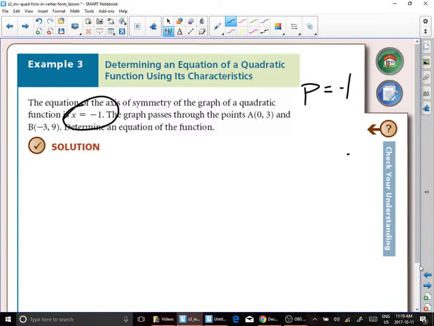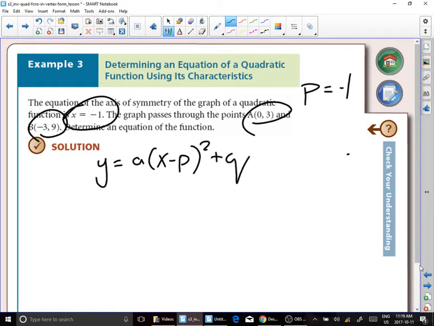Now, we also know that the graph passes through (0, 3) and (-3, 9). Now, this is going to remind you a little bit of what we did in the first unit when we talked about arithmetic sequences and series, because we came up with an equation with two unknowns. It's going to be the same thing here, because we know the vertex form of a parabola, any parabola, is y equals a(x minus p) squared plus q.